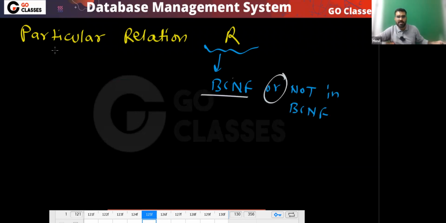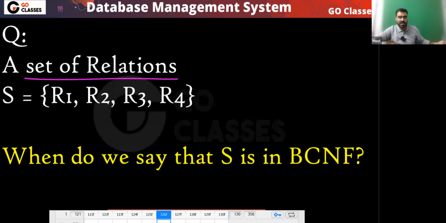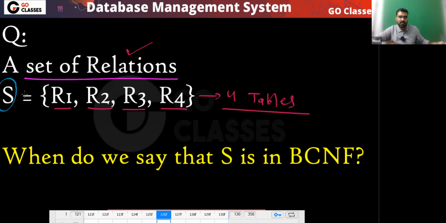But if I give you a set of relations, like R1, R2, R3, R4, 4 tables, when can you say that this database is in BCNF? Can you tell me? You can say it is in BCNF if all of them are in BCNF. This one must be in BCNF, this one, this one, and this also must be in BCNF.